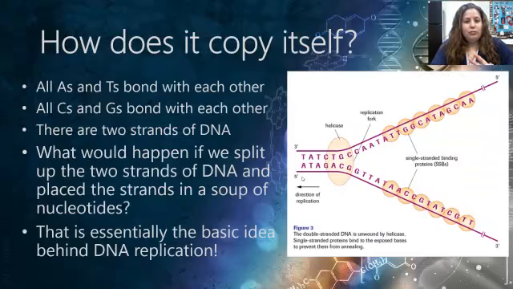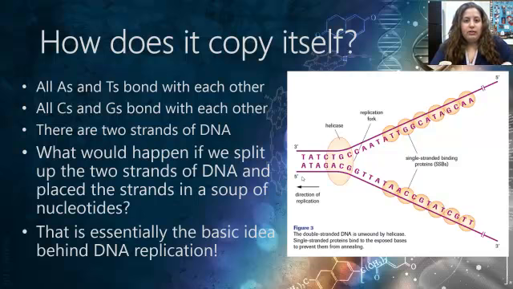So, there's two major things that help DNA copy itself. Number one was Chargaff's rule, that all A's bond with T's and all C's bond with G's. And the other is that there's two strands of DNA. Basically, what's going to be happening with replication, think of splitting the DNA strands apart so that there's no bases paired with each other. You only have an A over here and a C over here. There's no A and T, C and G base paired.